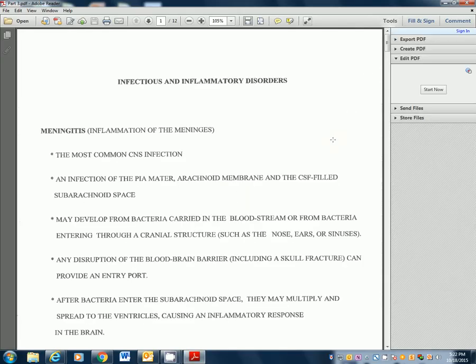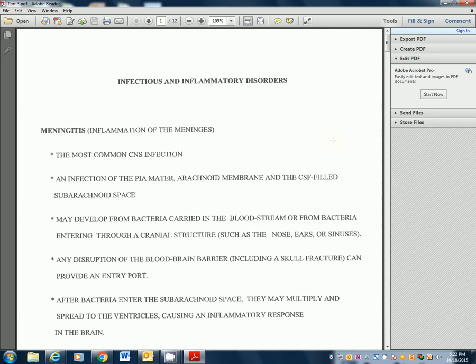All right, let's talk about the infectious part now. When we get ready to talk about the infectious part, we're going to be talking about meningitis. I think it's around page 950 in your book. Yeah, page 950 starts talking about meningitis. Of course, meningitis is an inflammation of the meninges. It can be bacterial or viral, and there are a larger number of bacterial than viral cases. It is the most common central nervous system infection.